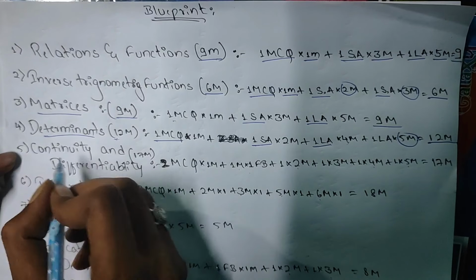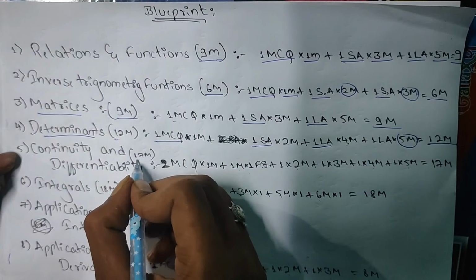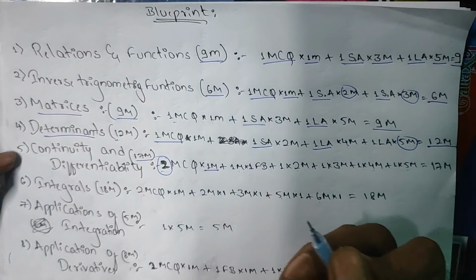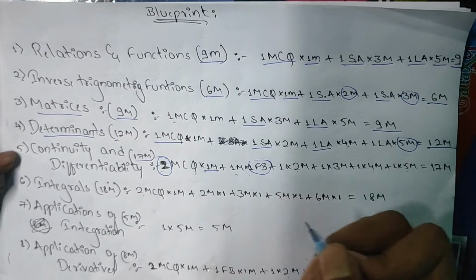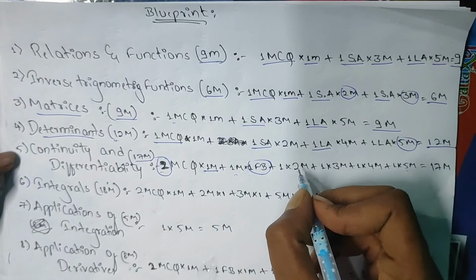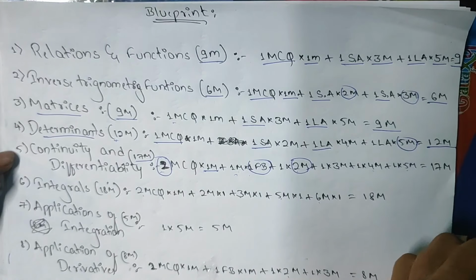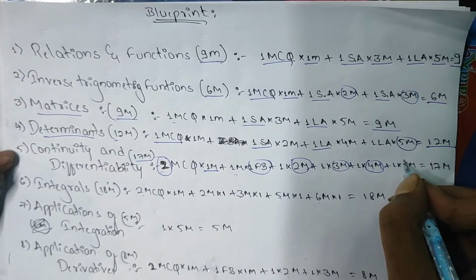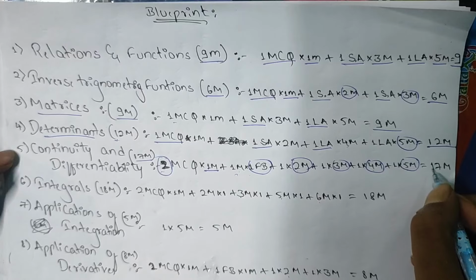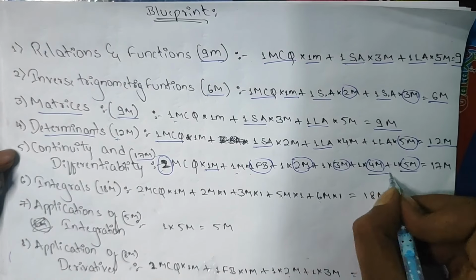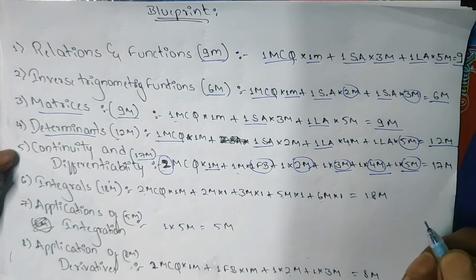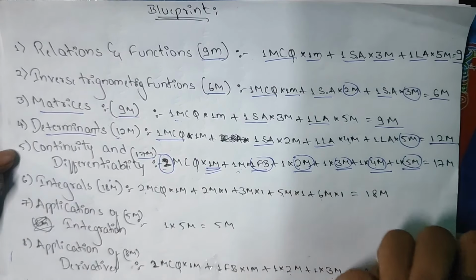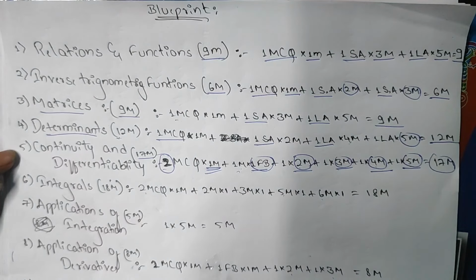In the fifth chapter, continuity and differentiability, which is of 17 marks, there will be 2 MCQs of 1 mark each, and one fill in the blanks of 1 mark, and there will be one 2 mark question, one 3 mark question, one 4 mark question and one 5 mark question. So there will be 17 marks from this chapter.